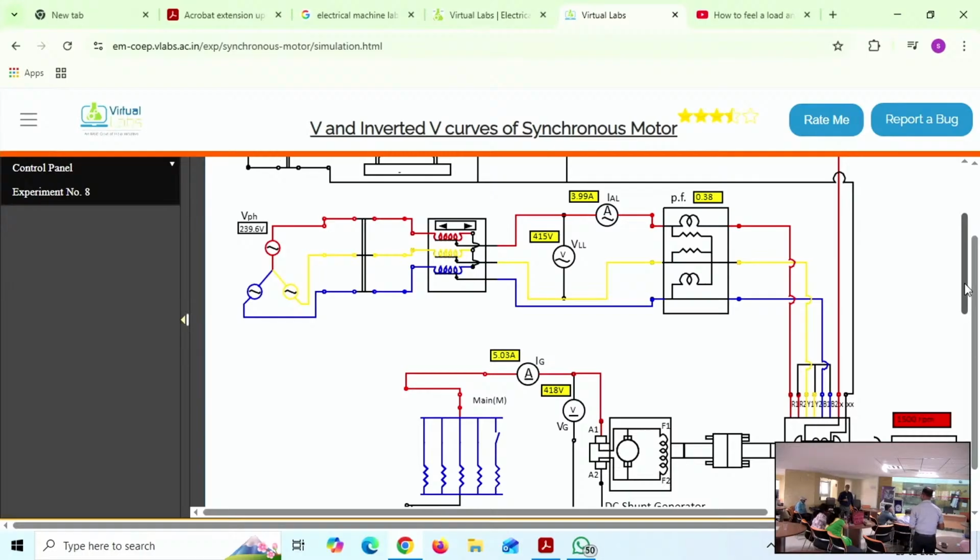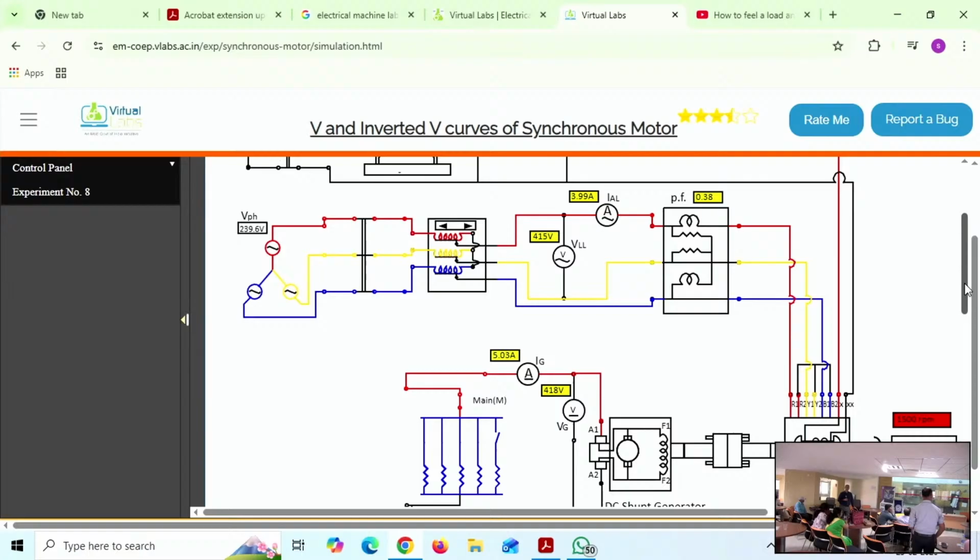Because whenever we increase the field current, one wattmeter is increasing, and at some field current the other is decreasing below zero. At that time we have to reverse the connection, preferably the current coil.